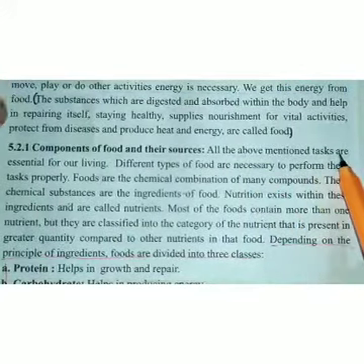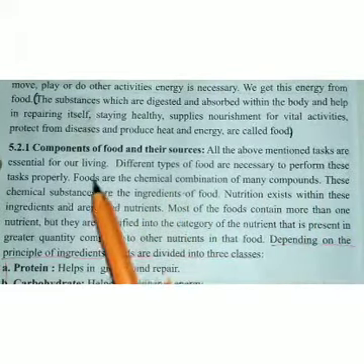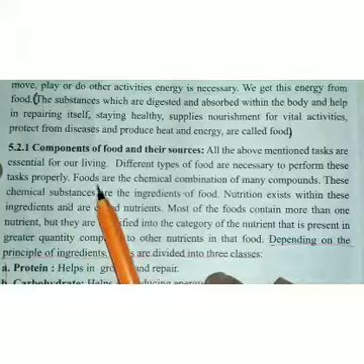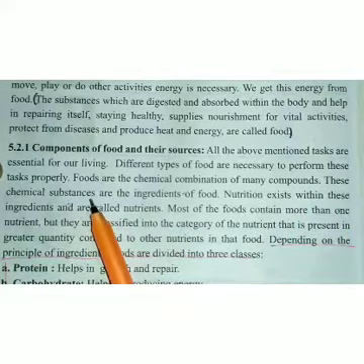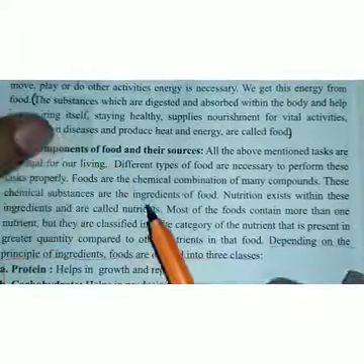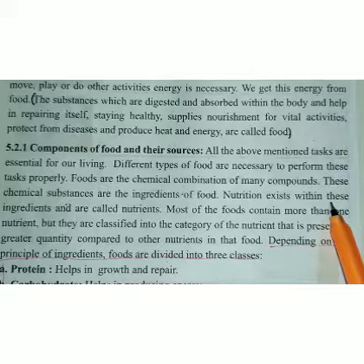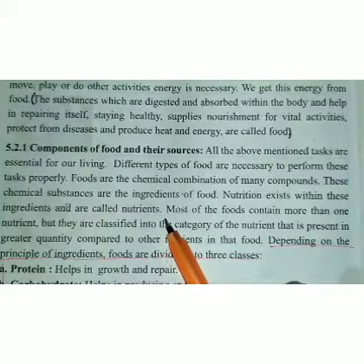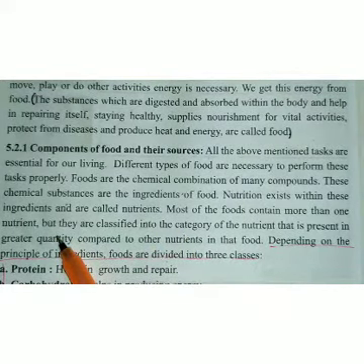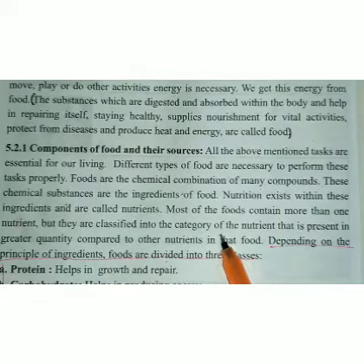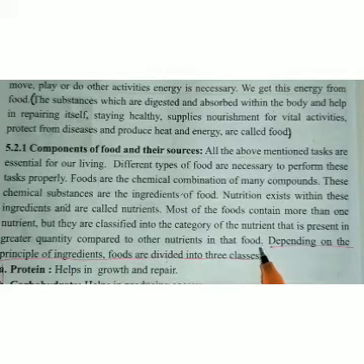All the above mentioned tasks are essential for our living. Different types of food are necessary to perform these tasks properly. Foods are the chemical combination of many compounds. These chemical substances are the ingredients of food. Nutrition exists within these ingredients and they are called nutrients. Most of the foods contain more than one nutrient, but they are classified into the category of the nutrient that is present in greater quantity compared to other nutrients in the food.